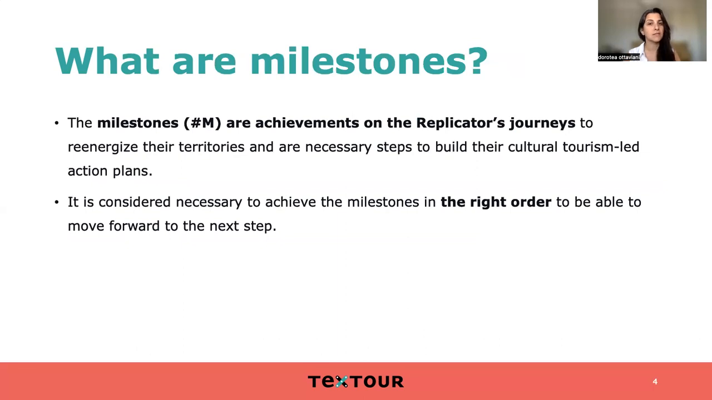What are the milestones that we are going to mention during this guideline? The milestones, or #M, are achievements of the replicator during their journey. Those achievements aim to re-energize their territories and are necessary steps to build their cultural tourism-led action plan. It is considered necessary to achieve the milestones in the right order to be able to move forward to the next step.